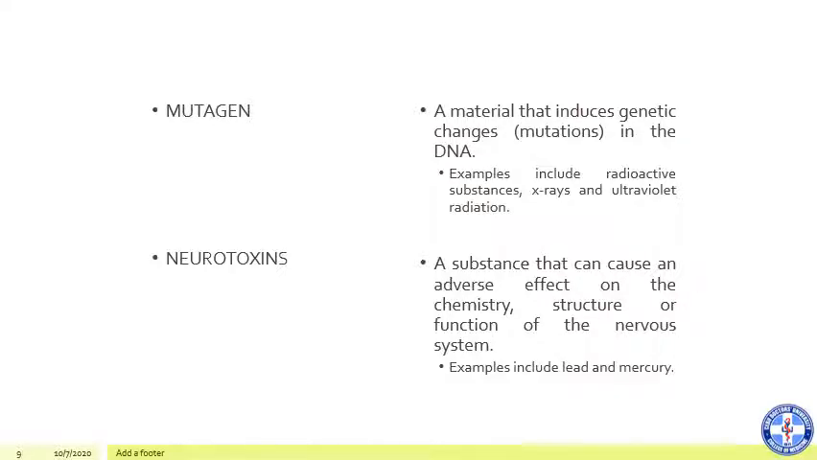Mutagen, a material that induces genetic changes in the DNA, or it is also called DNA mutations. An example includes radioactive substances, X-rays, and ultraviolet radiation. Next is neurotoxins, a substance that can cause an adverse effect on the chemistry, structure, or function of the nervous system, and an example includes lead and mercury.